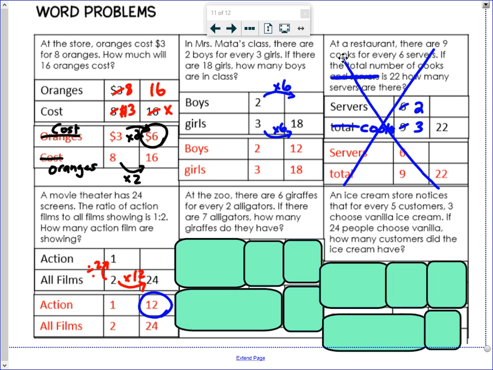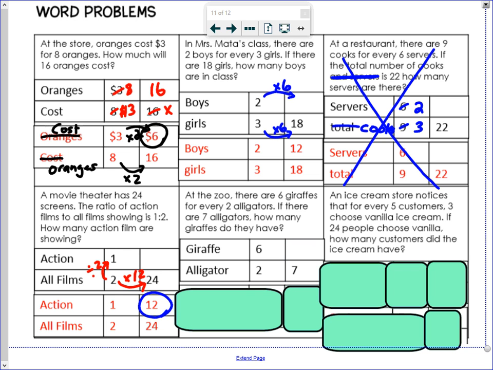Let's take a look at the next one here. At the zoo, there are 6 giraffes for every 2 alligators. If there are 7 alligators, how many giraffes do they have? So part to part here, we're going giraffes to alligators. They tell us that 6 giraffes for every 2 alligators, so 6 to 2. And they tell us that there are 7 total alligators.